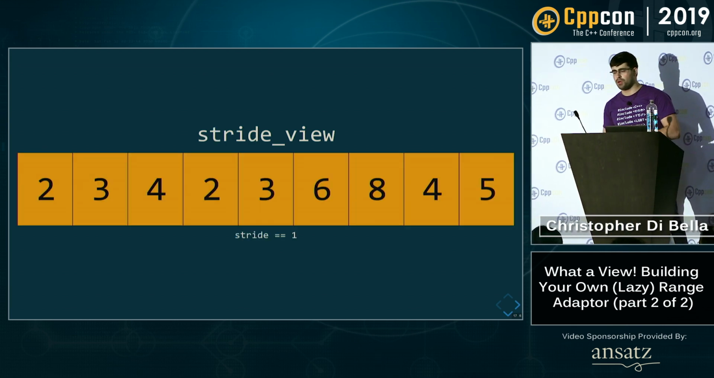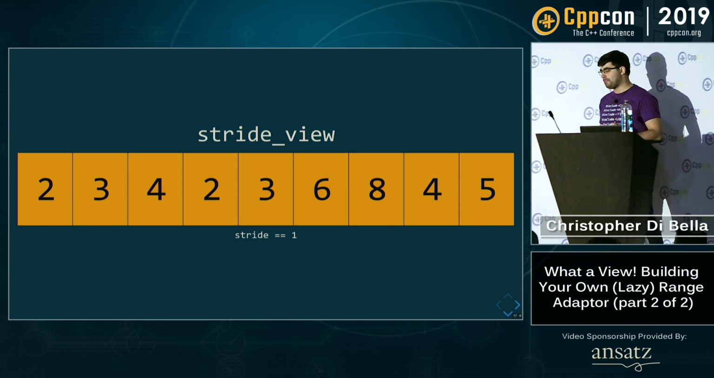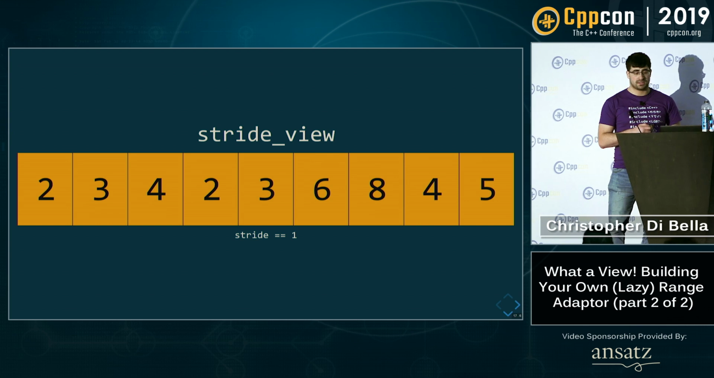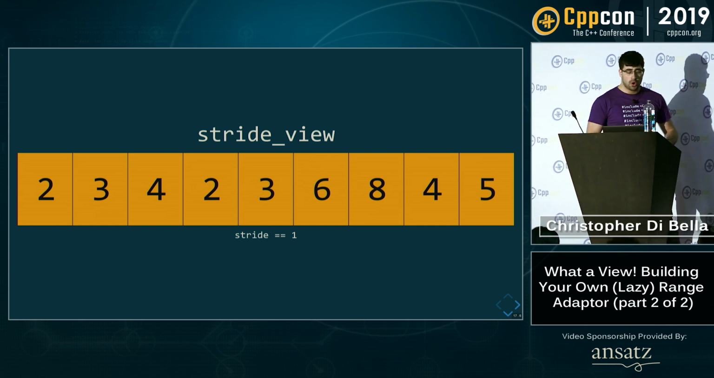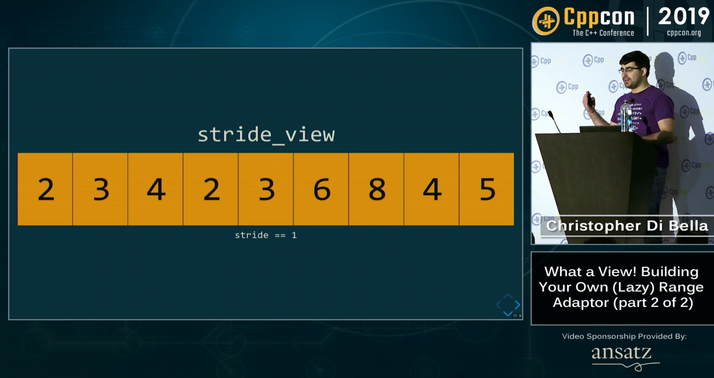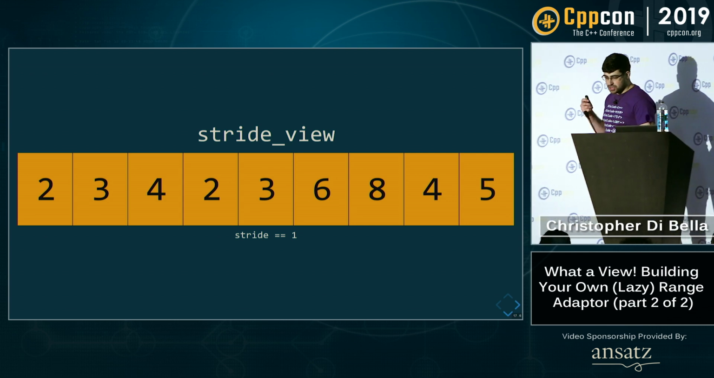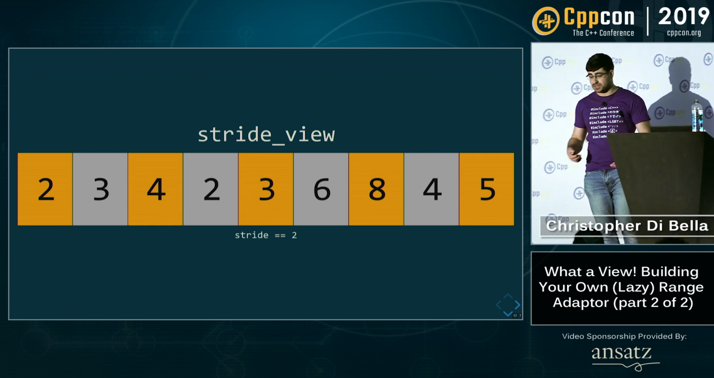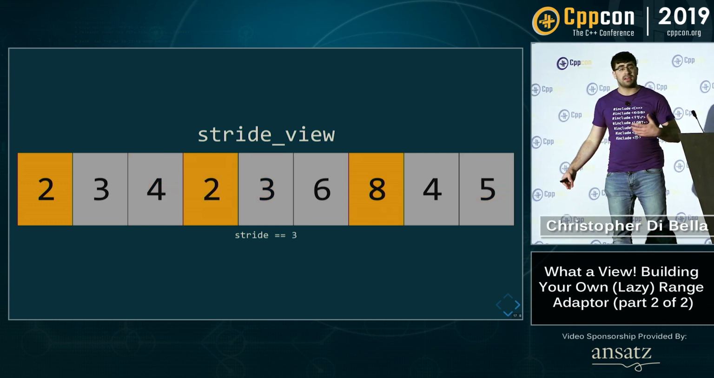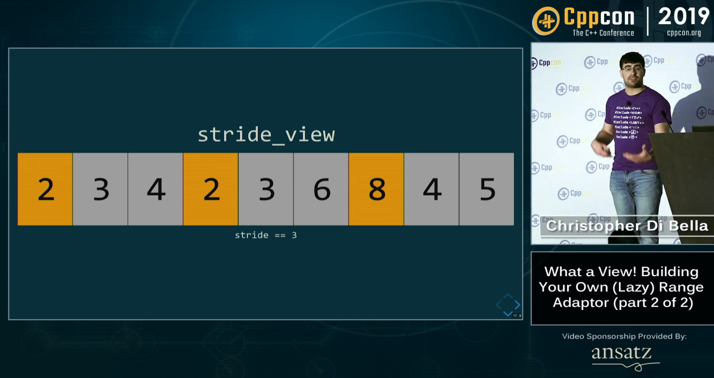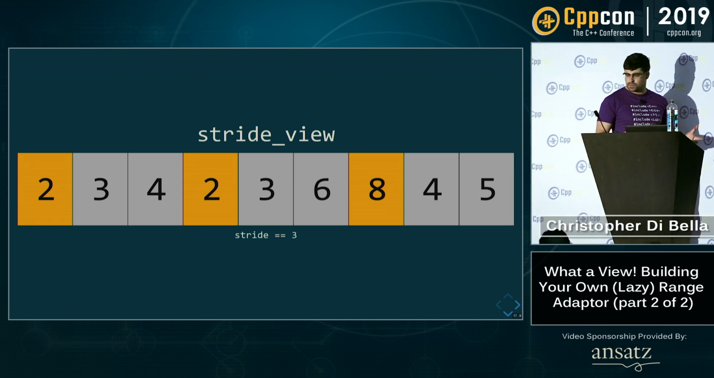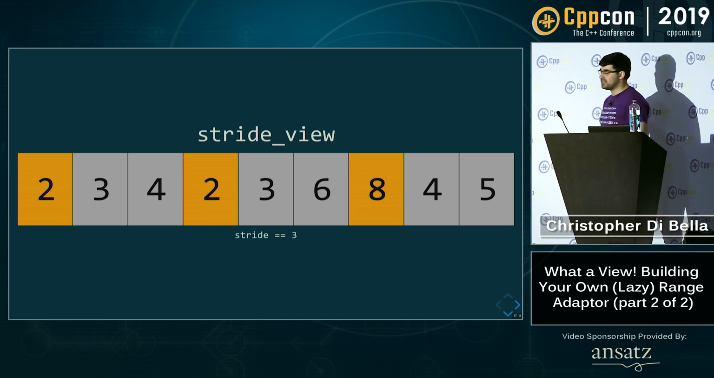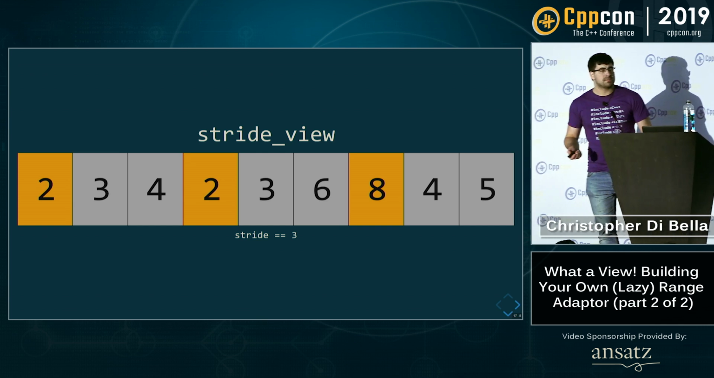Then we talked about stride view, which is something that can't be implemented in terms of another range adapter in C++20. So this is an example of a stride view where the stride is size 1, and that means we consider all the elements in the range. Then we have a stride of size 2, it means we consider every second element, and a stride of size 3 means that we only consider every third element. And so this is where we finished off. And so we're now going to go and look at how to implement stride view in C++20.